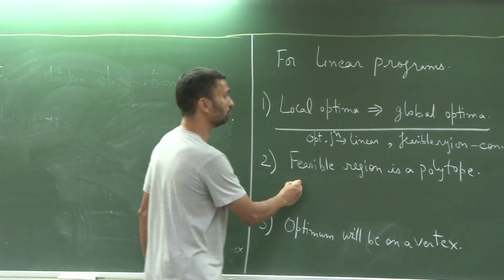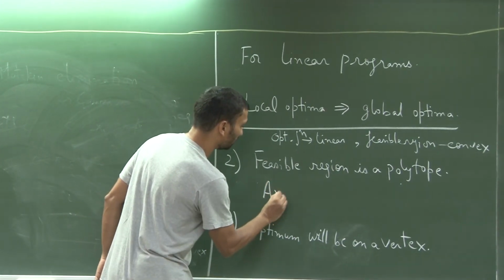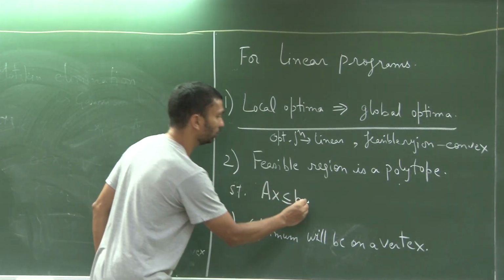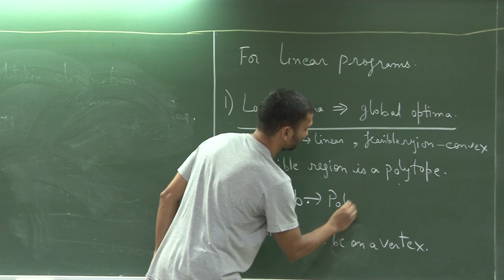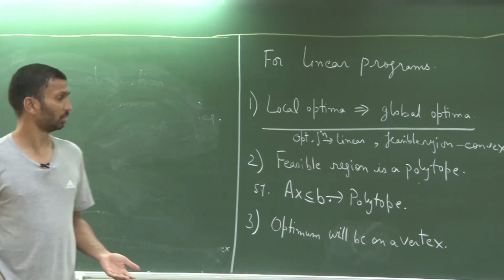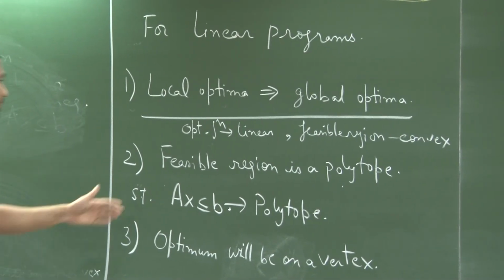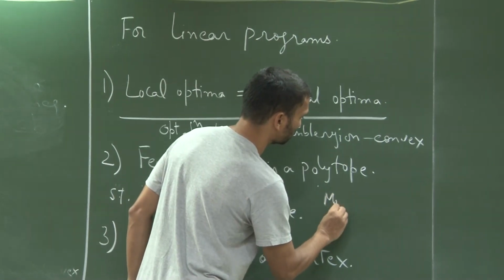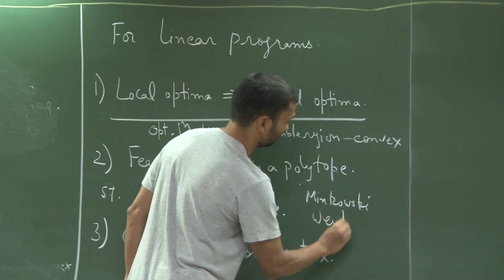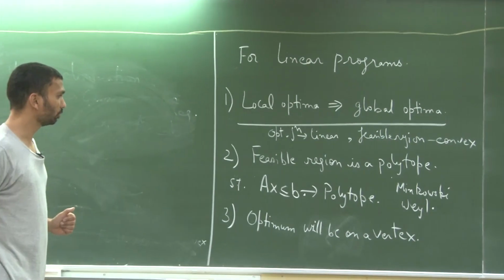Secondly, we realized the feasible region is a polytope, and this happened because in the standard form, the constraints look like this, and we know that this is a polytope, a polygon, or a bounded or an unbounded polytope. Correct? And this is because of Minkowski-Weyl. Thank you to both of these guys. We are very happy that they proved it for us.